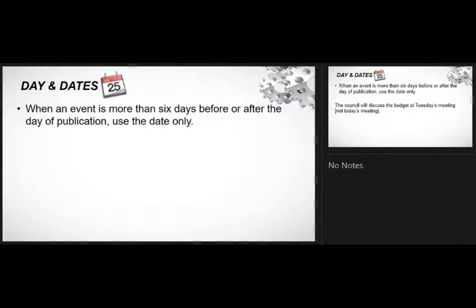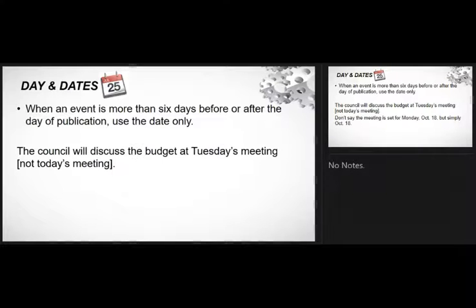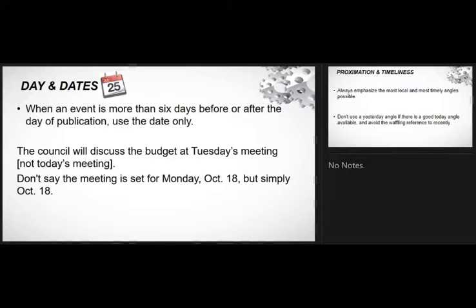First, I want to talk about day and days. It's very important. If an event is more than 6 days before or after the day of publication, use the day only. For example, the council will discuss the budget at Tuesday's meeting. Don't write it like today or tomorrow or something, it might confuse the reader. Another example is, don't say the meeting is set for Monday or Tuesday. Just simply write down the days.